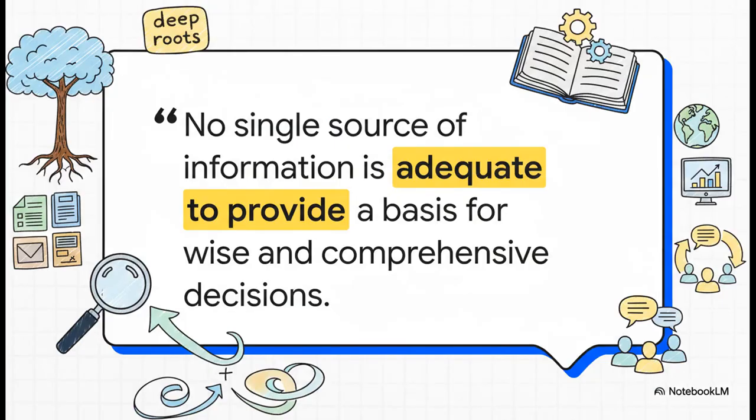And hey, this isn't some brand new flashy idea. This goes way back. I mean, the famous curriculum expert Ralph Tyler was saying this all the way back in 1949. He said, no single source of information is adequate. And that's it, right there. That's the heart of it. You can't just look at one thing. You've got to see the whole landscape.